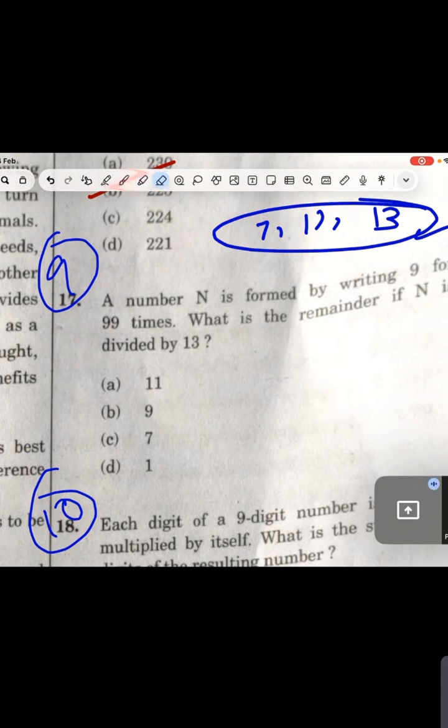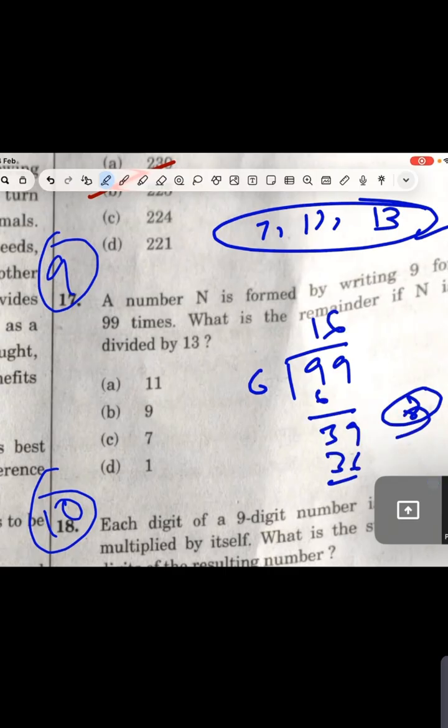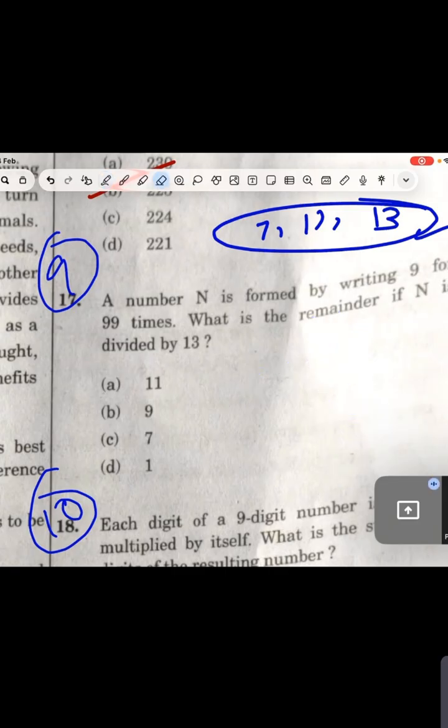But the question is saying we have to write 9 ninety-nine times. So 99 you can divide by 6. So I think here 3 nines are remaining actually. So now 999 is easy to divide by 13. So divide. So here 13.